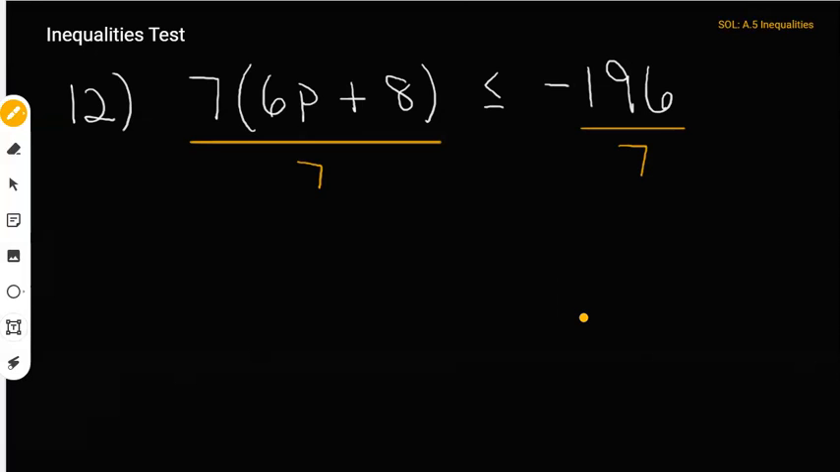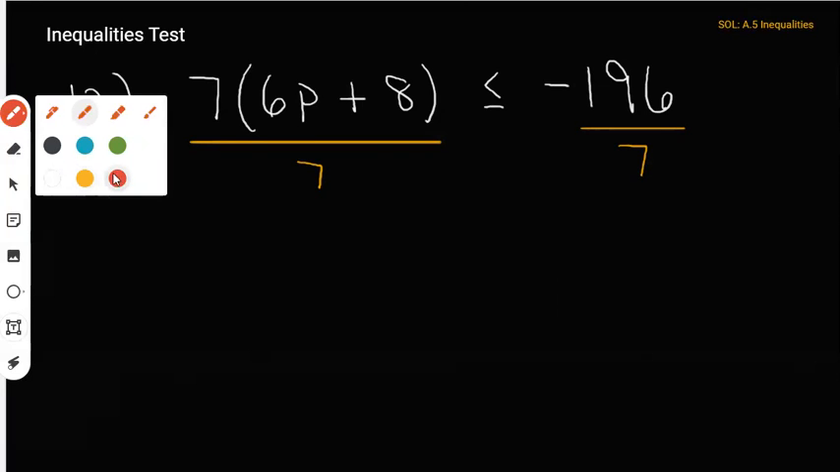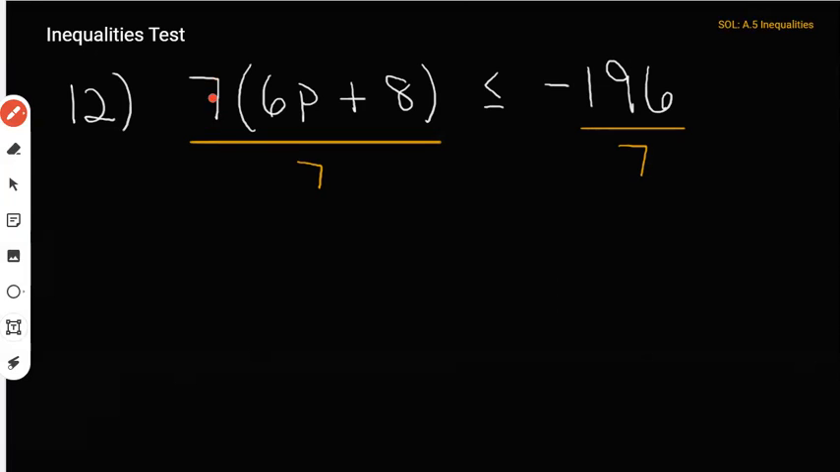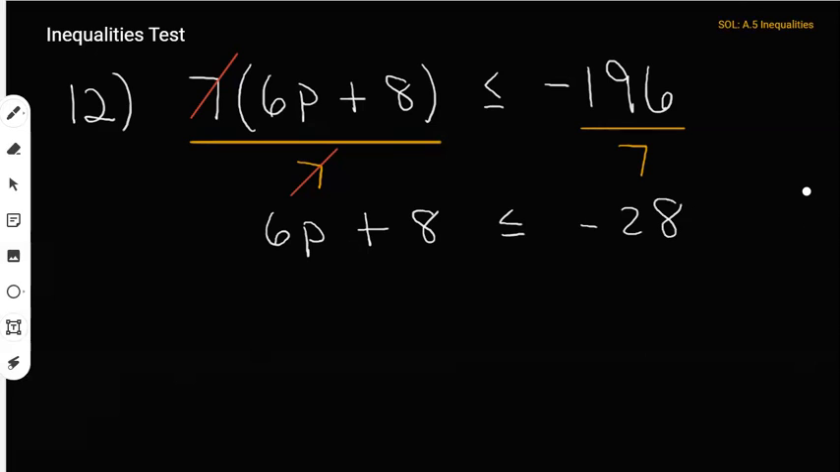So I'm dividing both sides by 7, and what that's going to do is it's going to get rid of the 7s right here on the left side. So I can cross those out. And then since I'm dividing by a positive number, I don't need to change the sign. So the sign is going to stay the same. I'm going to bring down the 6p plus 8. And then on the other side over here, what'd you get for this? Negative 28. Yeah.